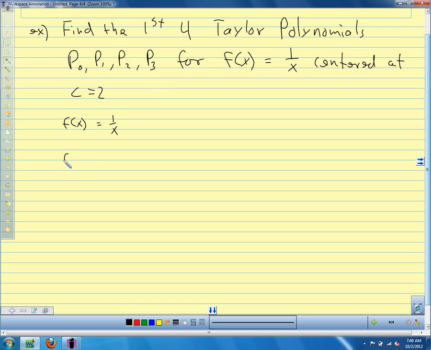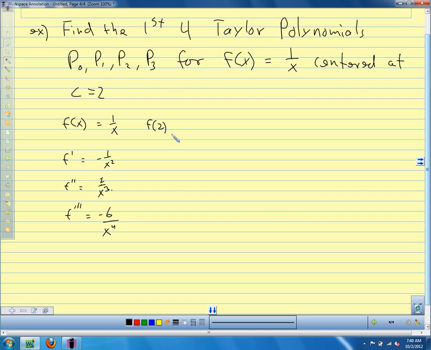So f prime is going to be what? Negative 1 over x squared. F double prime, 2 over x cubed. And my third derivative, negative 6 over x to the 4th. And then we're going to calculate these at c equals 2.